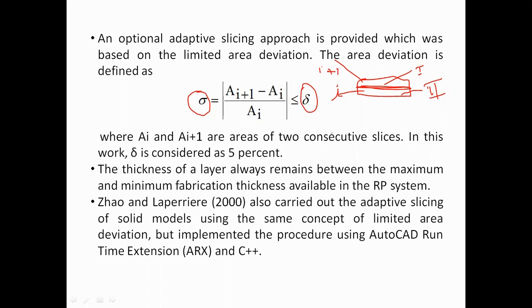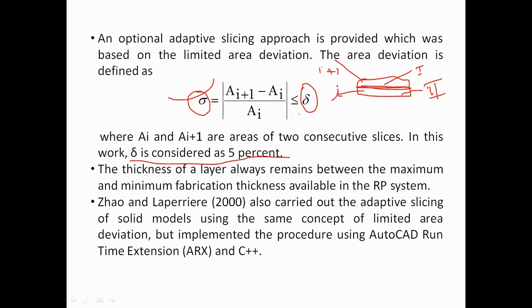So the ratio of the cross-sectional areas of two consecutive slices has to be within a defined limit, and that limit was considered to be 5% of the original surface area. Whatever the original surface area was, you can easily find out because you have a CAD model. Once you get those two slices, you find out sigma, and you check it with respect to delta.